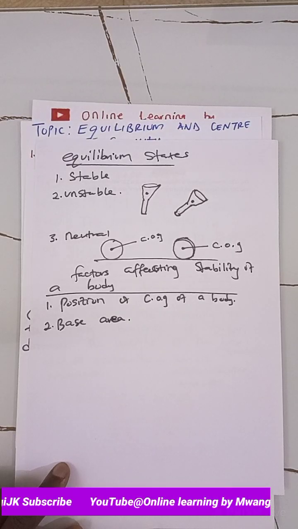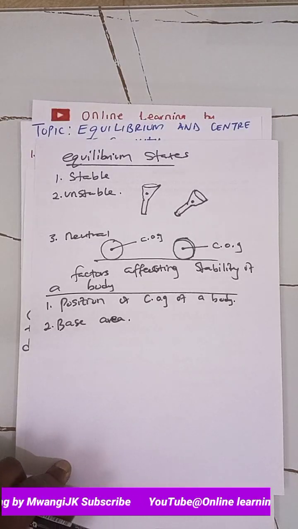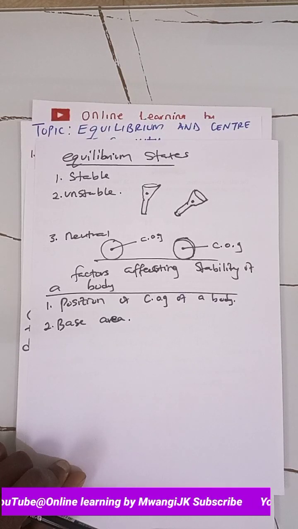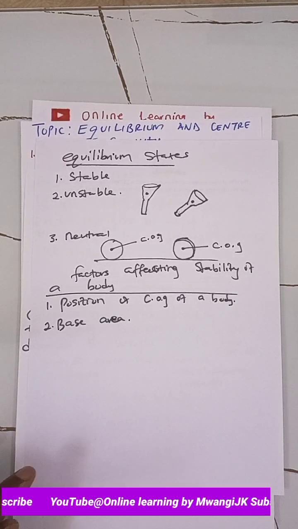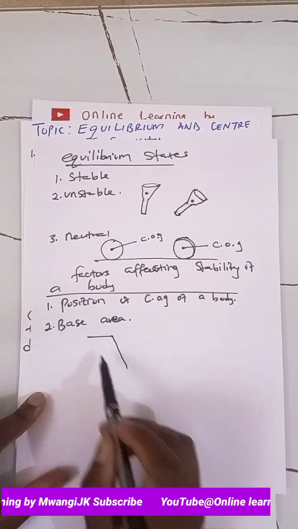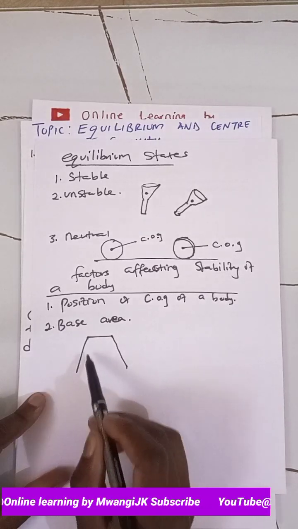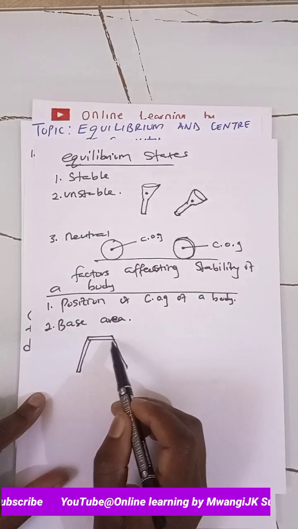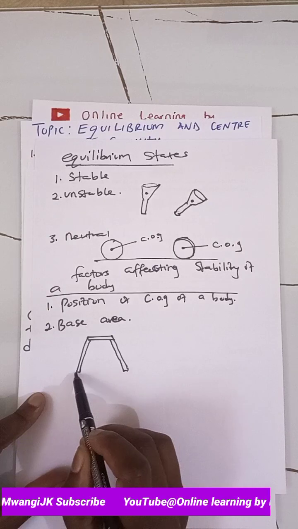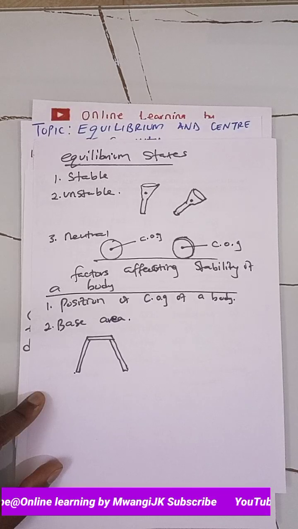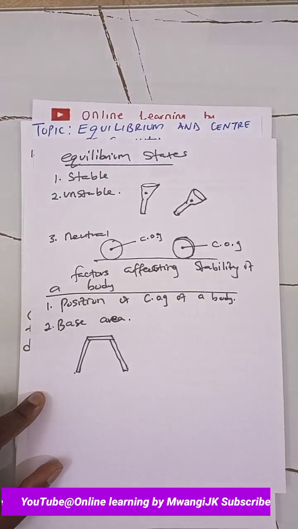Another example is a stool, which is made in such a way that its legs appear to be separated. So we are making the legs in that kind of manner to make sure that we increase the base area and hence enhance the stability of that body.